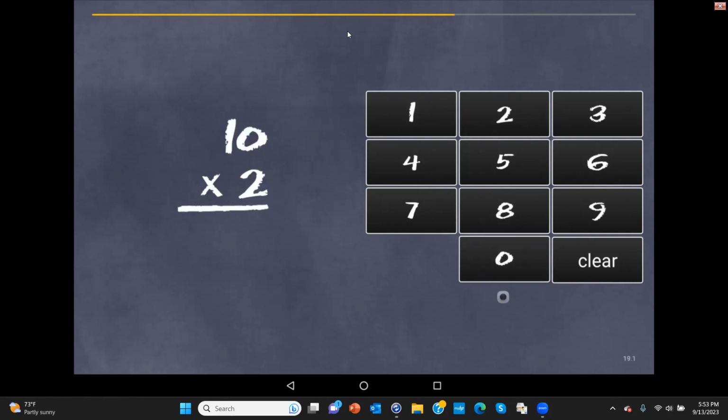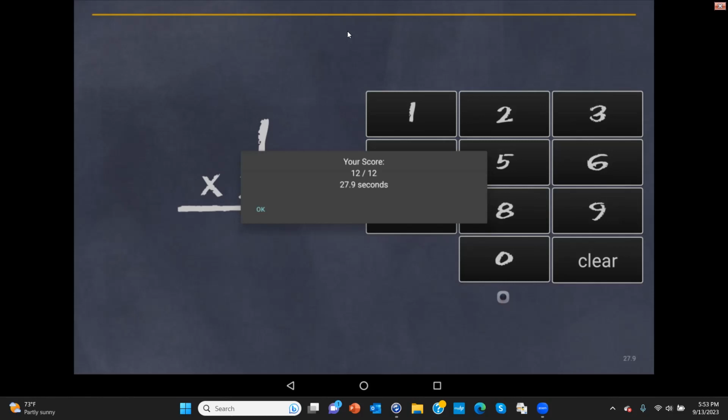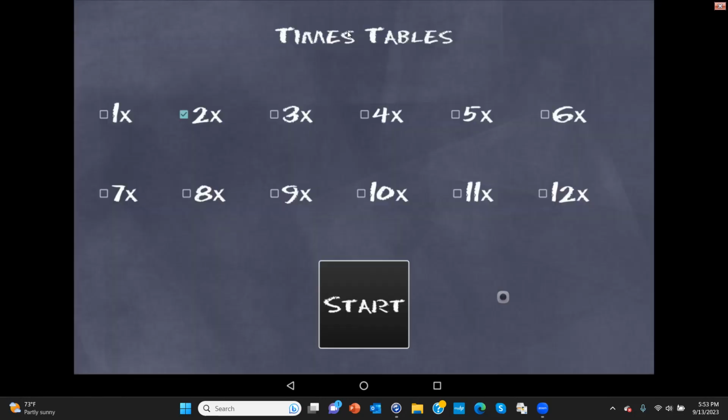Oh boy. 16, 22, 2, right? So I got all 12 right. Took me 27.9 seconds. Right? Clear. Clear, okay. All right. And then, so you could run through the times tables like that. All right.